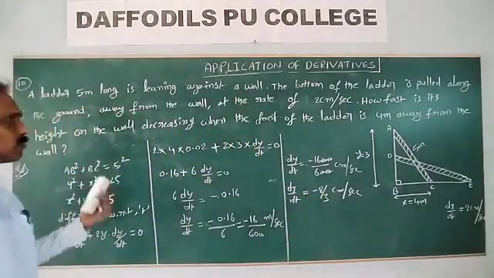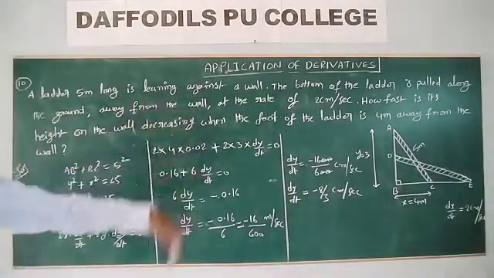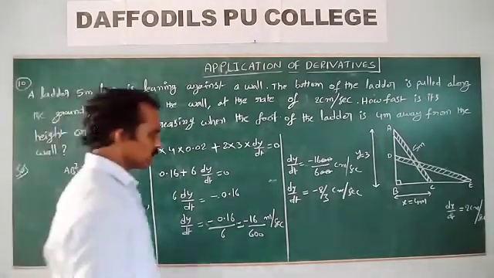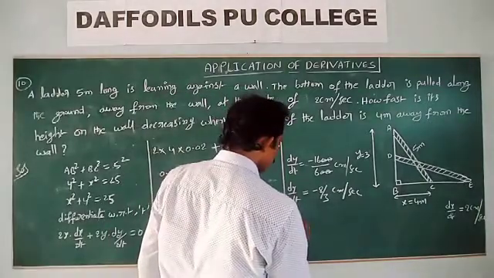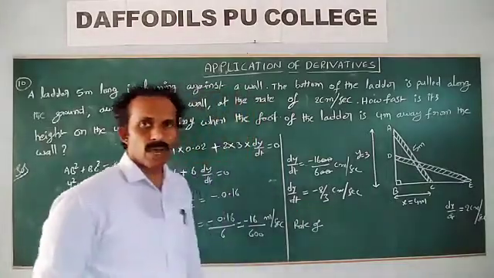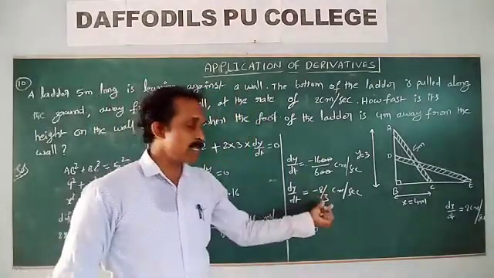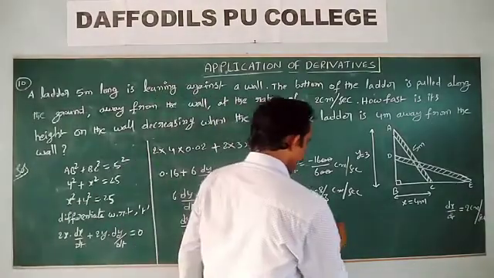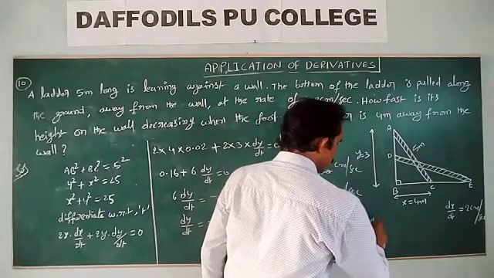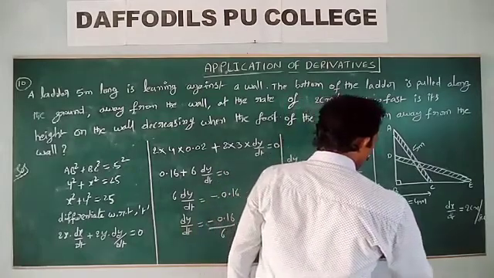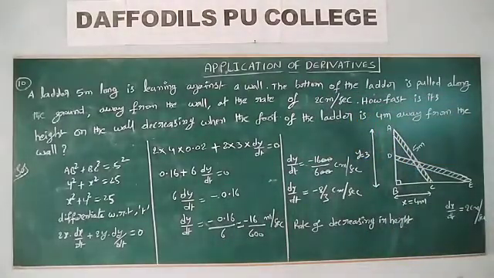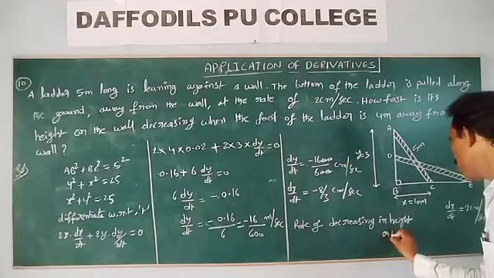So now, what is dy by dt? Dy by dt is the change, meaning decreasing height. Therefore, this is a negative value. Negative value means nothing but decreasing. Positive means increasing. Rate of decreasing in height on the wall.